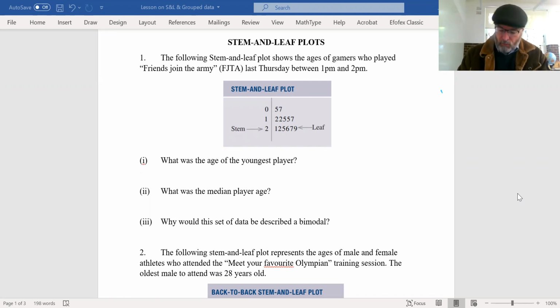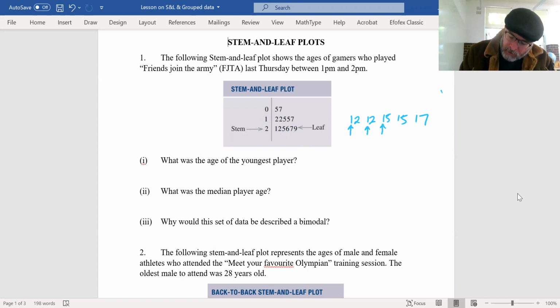Now, instead of having to write down 12, 12, 15, 15, 17, instead of having to write all that down, they decided that all of those numbers had the same stem. That was the 1 at the beginning of it, representing 10. And then the leaves would be the units digit. So the stem I'm pointing to here is a 1. That's the stem. And the leaves, or you could call each one a leaf, are these numbers, these units digits.